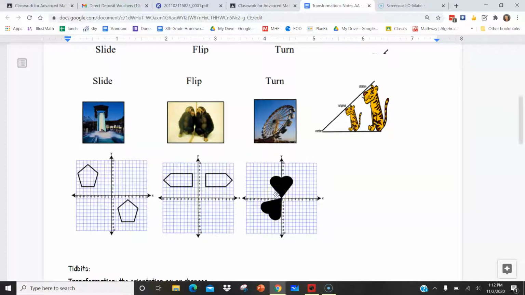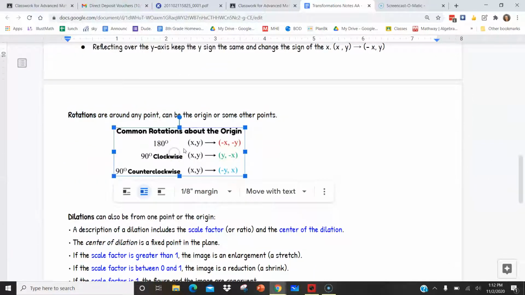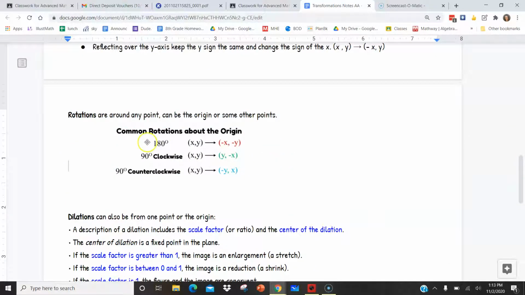If you think about a top, the figure is exactly preserved. If I spin a top, those little kid spinners, the top is exactly preserved. It rotates around. No different here, except I'm rotating it on the origin. So when I rotate around the origin, this is what happens with my signs. 180-degree rotation: opposite of x, opposite of y.